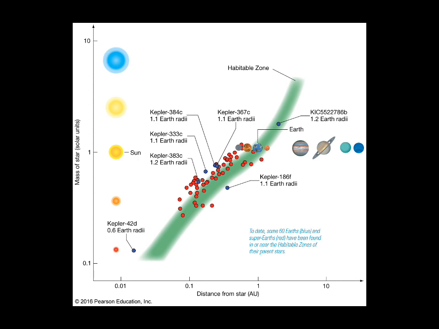So you might be wondering then, if there is only a small region around a star where liquid water can be stable on the surface, where we could possibly find planets with life as we know it, we found thousands of solar systems. Do any of them have planets in their habitable zones?